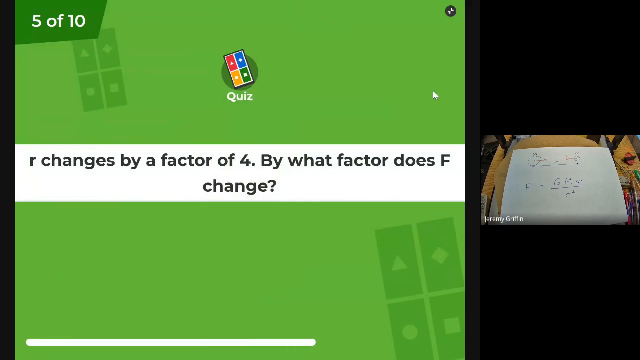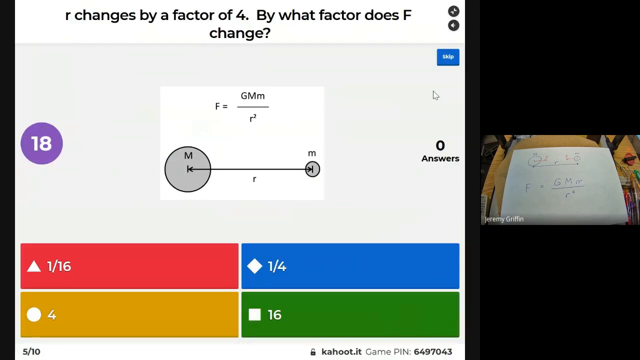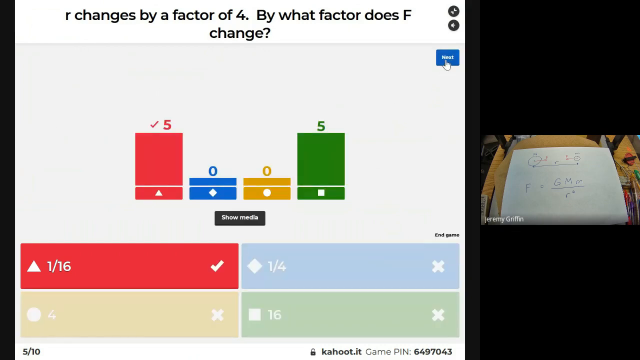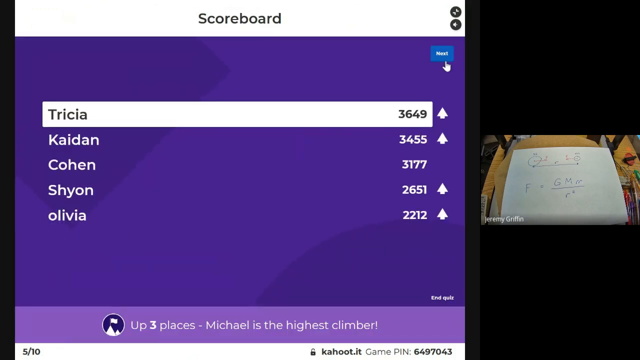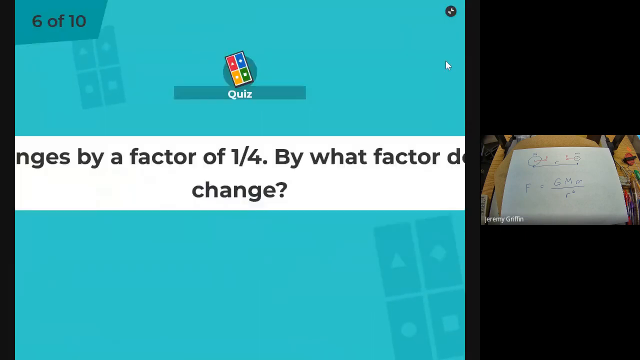What if you quadrupled your distance? So distance times 4. So let's see, that factor of 4 would be squared. What's 1 divided by 4 squared? 1/16. Yeah, that's 1 divided by 4 squared. If you quadruple your distance. Right. Ooh, Tricia taking the top spot.